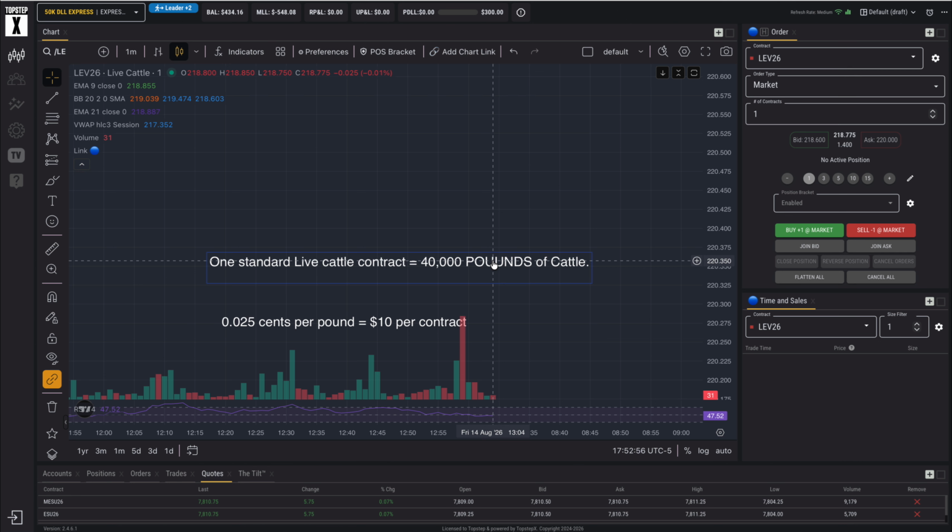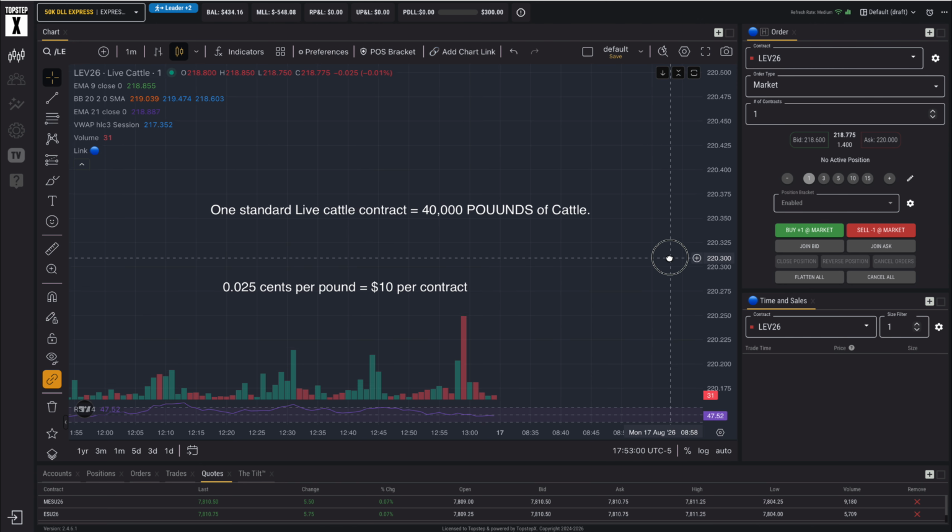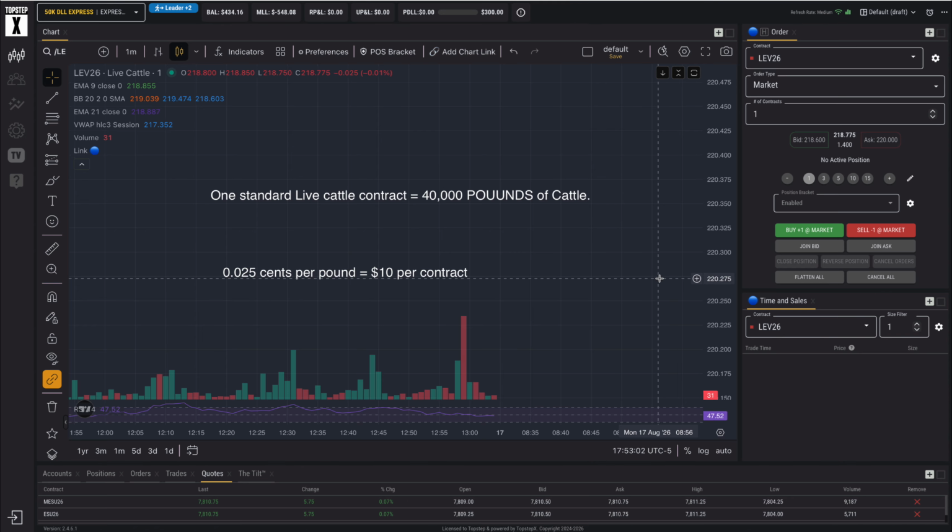So how much does it move? Okay, so here's the price scale right here. Let's talk about money. Live cattle is quoted in cents per pound. So the minimum price movement is 0.025 cents per pound. That tiny movement equals $10 per contract. So every minimum tick is $10.